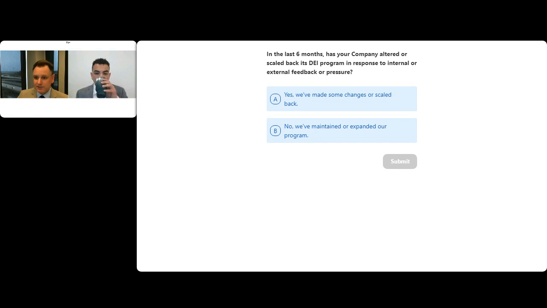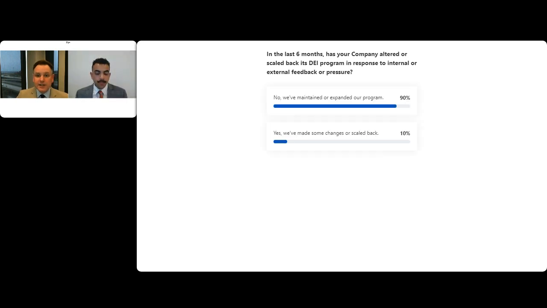So not as far as what some of the other states have gone, but we're seeing that in other jurisdictions. So it looks like a small number of our attendees here, about 10%, have made changes or scaled back. 90% have maintained. I think that makes sense. It will be interesting to see how those numbers trend.